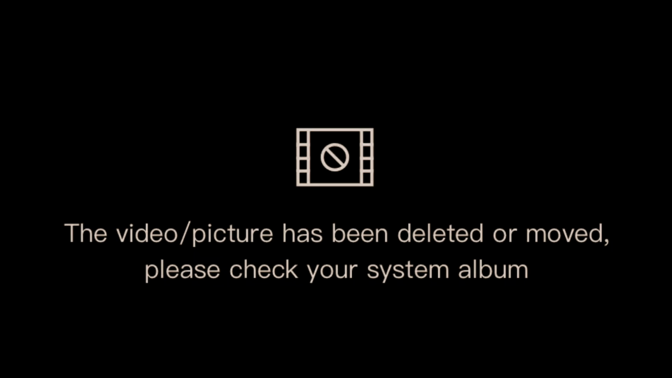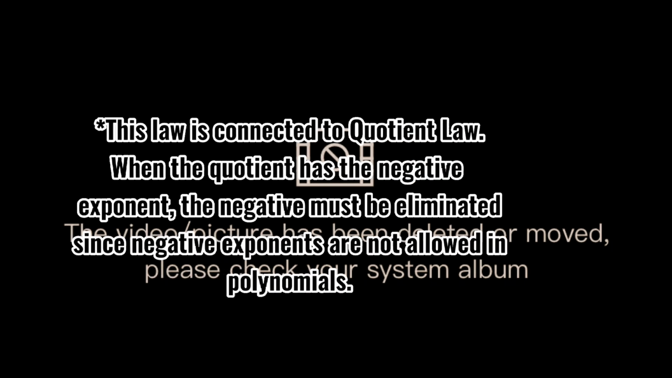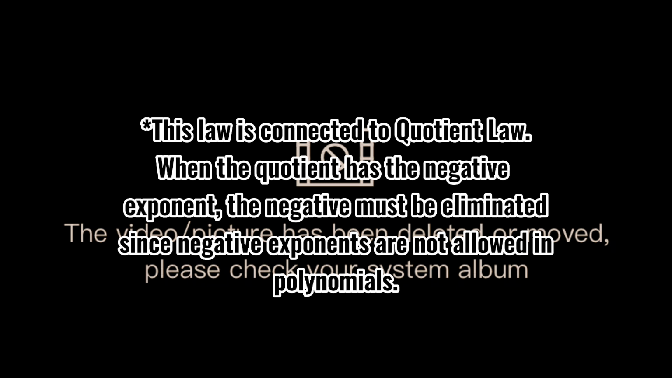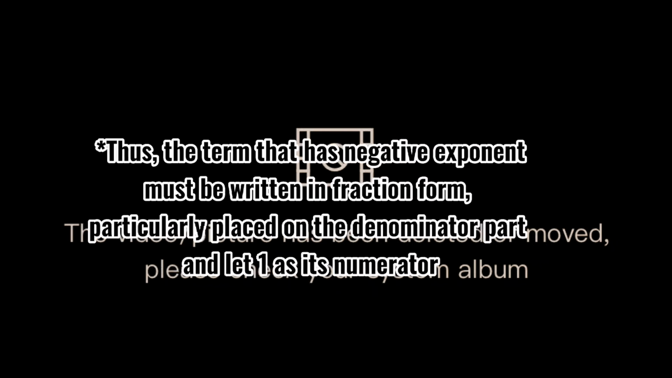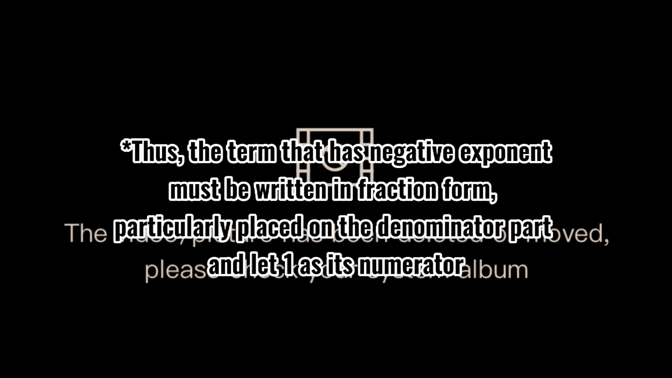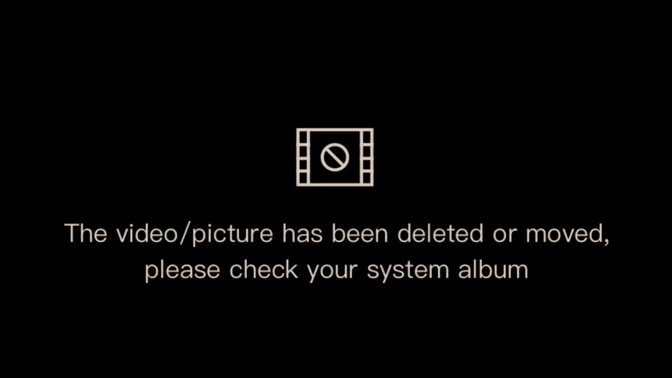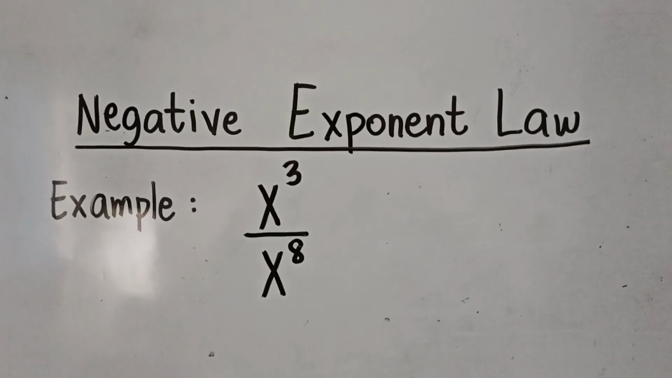Next we have the negative exponent law. This law is connected to the quotient law. When the quotient has a negative exponent, the negative must be eliminated since negative exponents are not allowed in polynomials. Thus, the term that has a negative exponent must be written in fraction form, particularly placed in the denominator, and let 1 be its numerator. So let's have some examples.